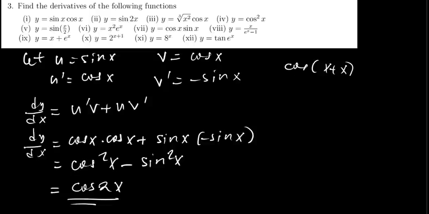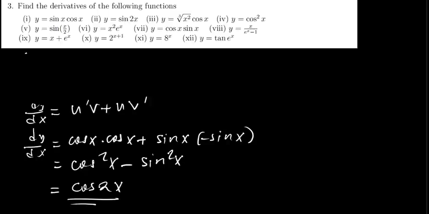Okay. Now, let us go to part 2. Part 2 is saying y is equal to sine 2x. Now, how do we differentiate this? What I want you to understand is that the derivative of sine is basically cos. Now, it's cos, but it's going to be the same cos 2x. Then we multiply it by the derivative of the angle. So the derivative of 2x is 2. So the final answer becomes 2 cos 2x.